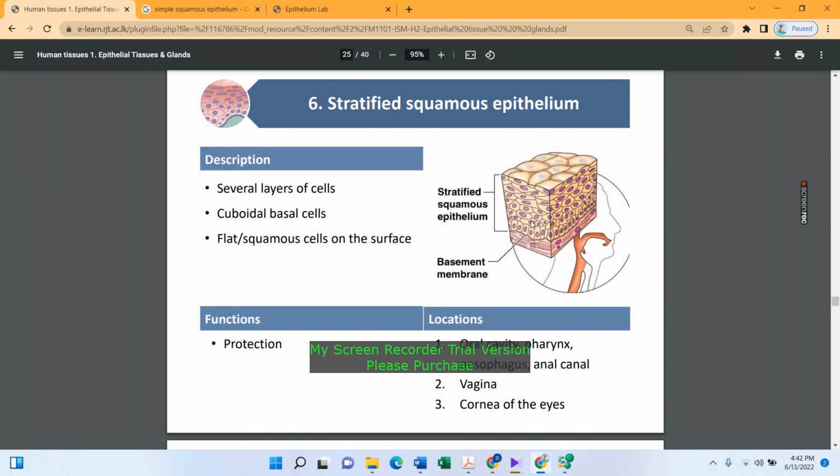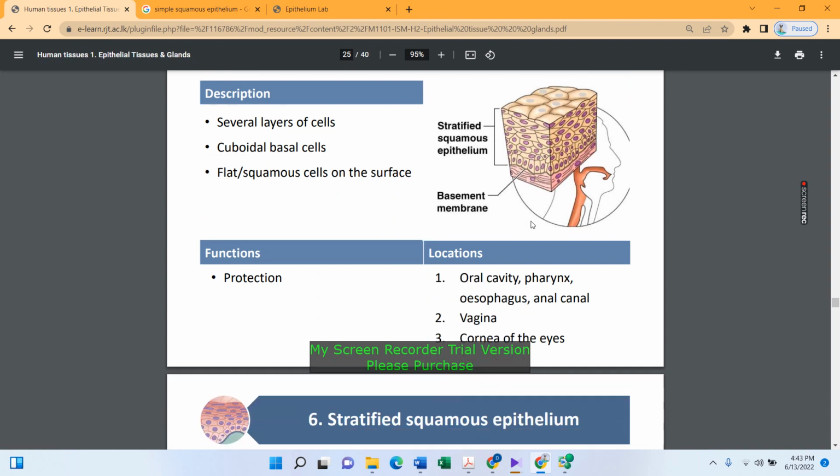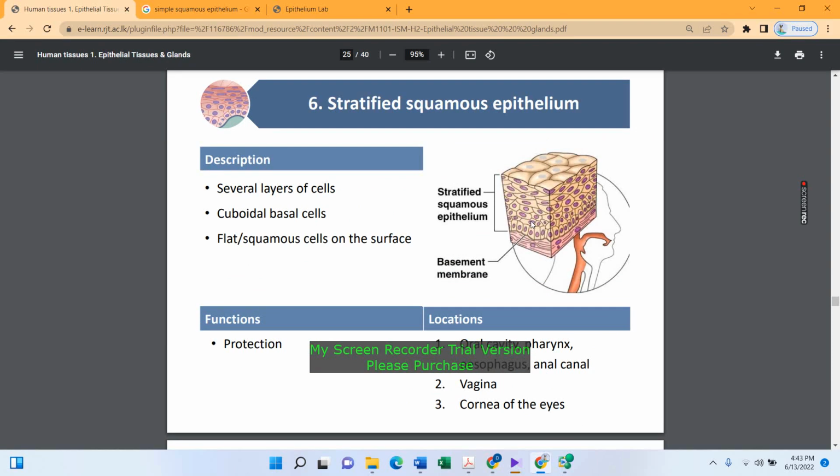So we know these are places where tension or friction occurs. Your mouth, right? You eat several substances. The oral cavity and pharynx are also places where this friction occurs, because once you swallow, there's friction with food items against your epithelium, right? To prevent that, we need something strong. Protection is needed for your body surface. So for that, several layers of cells are there: a basement membrane with cuboidal basal cells, and up to the top it is composed of squamous cells. The esophagus is also a place where there's friction, right?